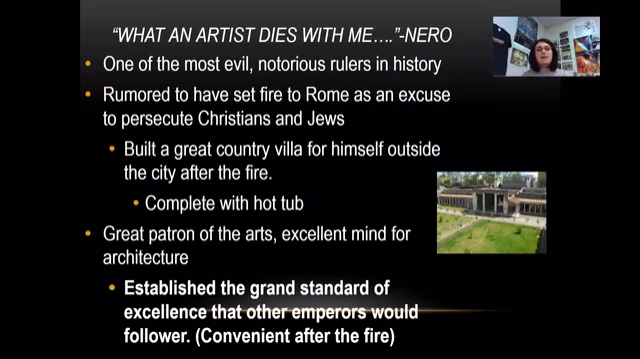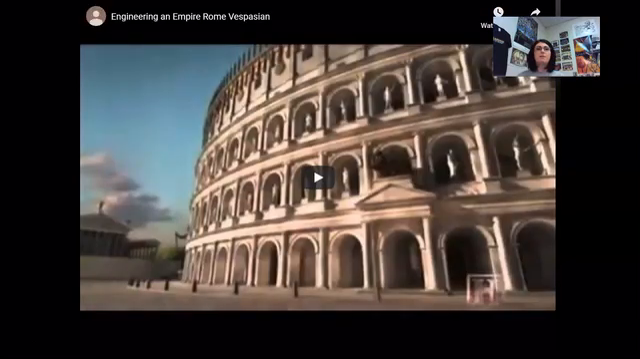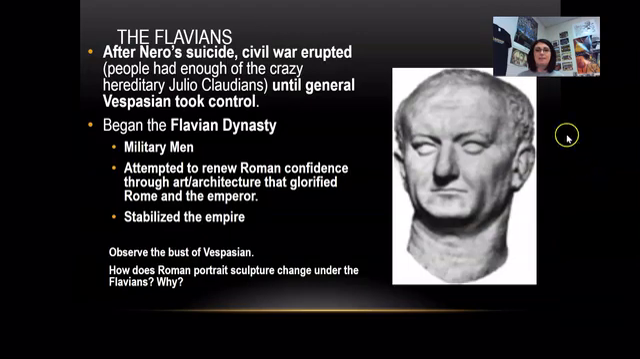But one of the things we can thank him for is that he was a huge patron of the arts, especially architecture. And because of Nero, it kind of sets that standard of grand architecture, that emperors should build these great buildings and monuments to kind of set the standard and set themselves apart from other people. So other emperors are going to follow suit because of Nero. And this is where we're going to get the Colosseum.